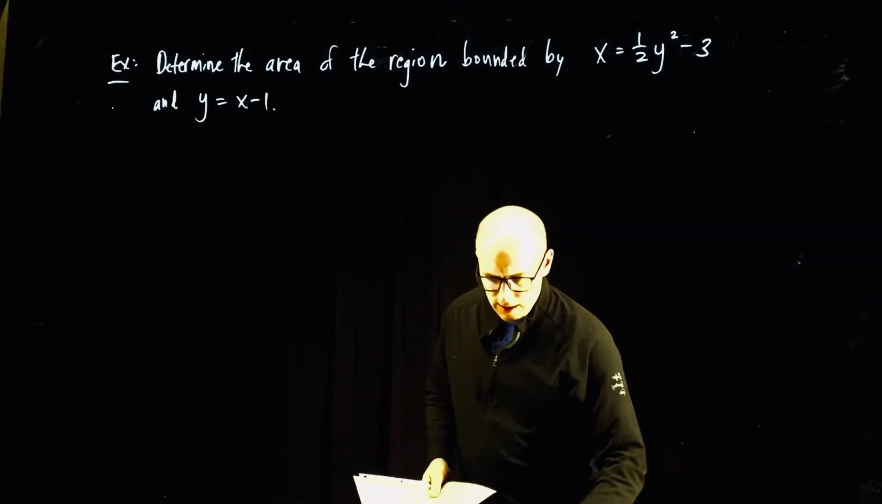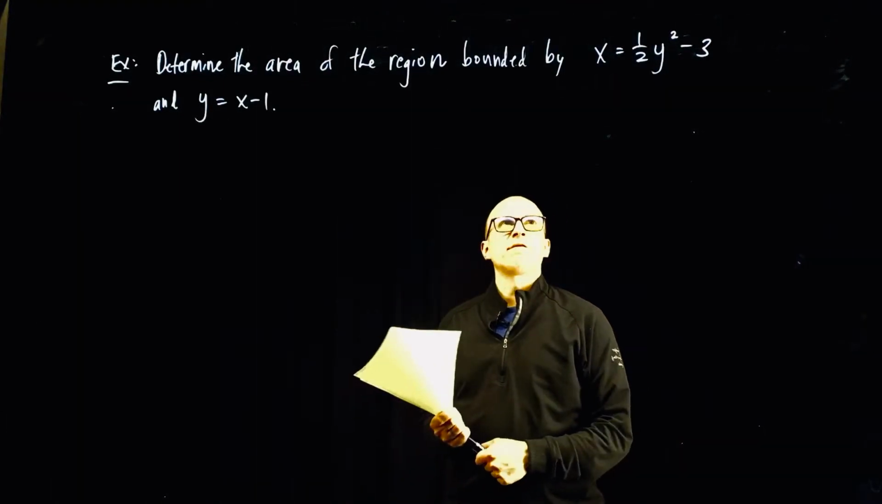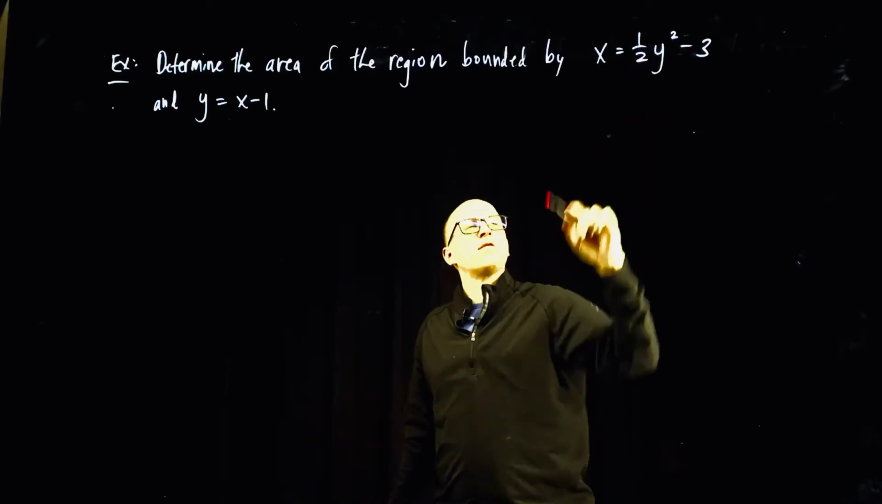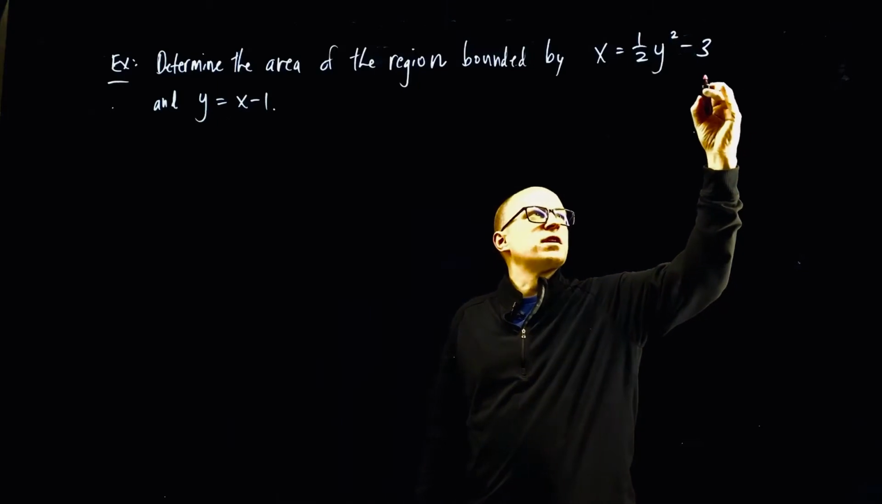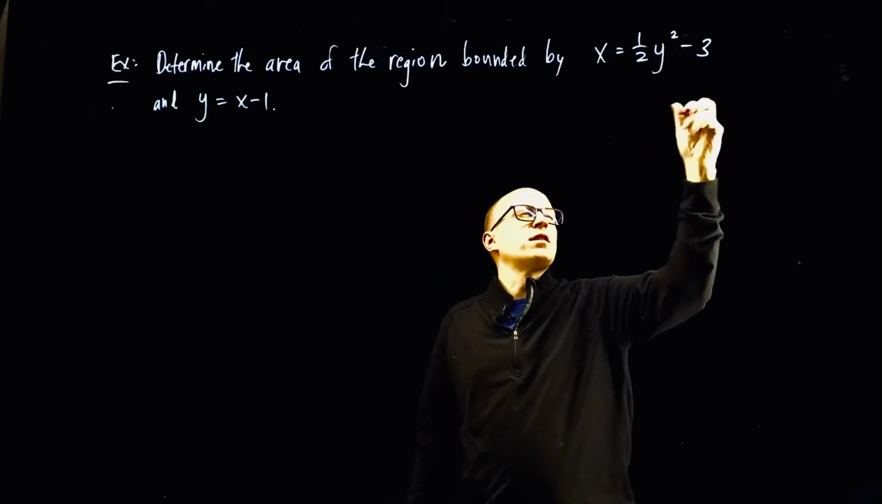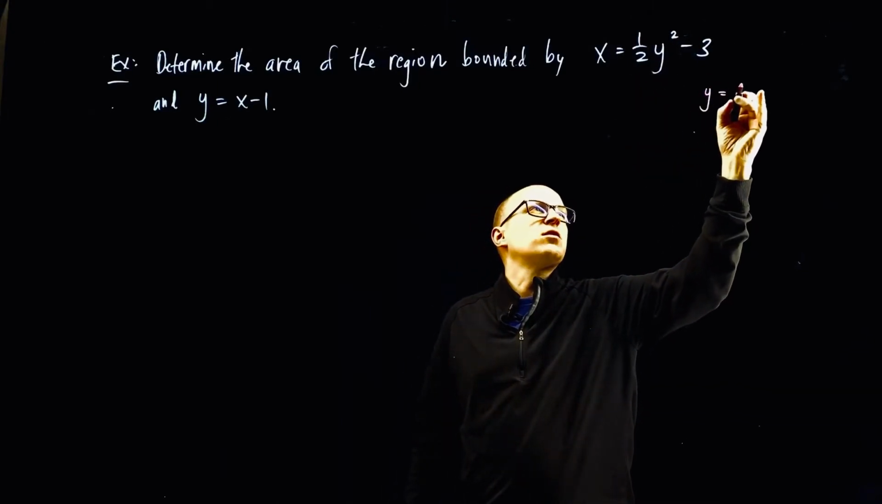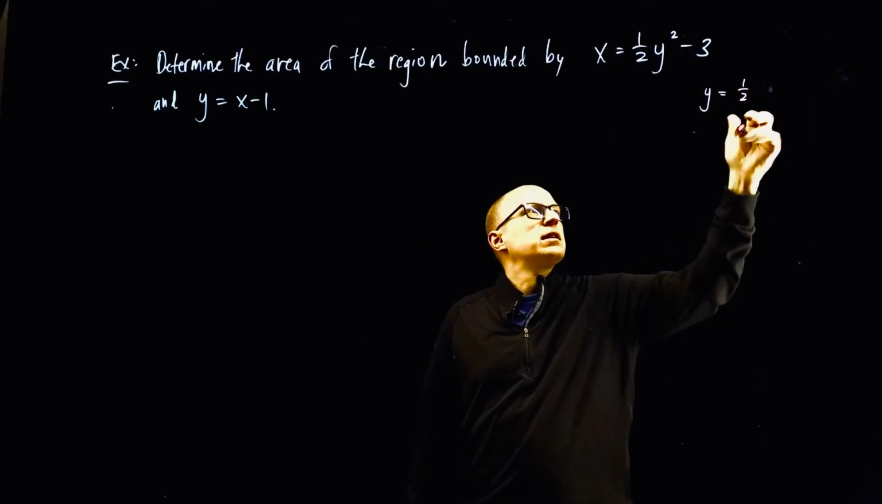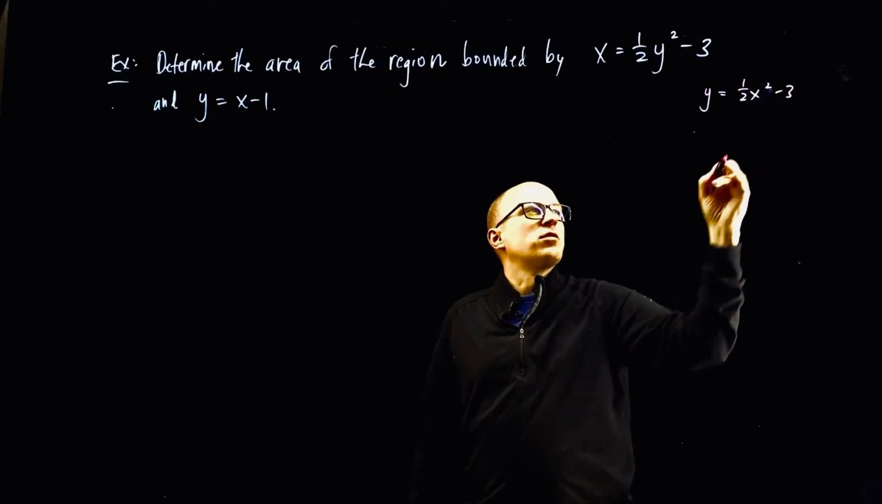All right, so first things first, let's get a graph of this. This is a little different. This is a function x written in terms of y. And let's think about what this would look like. The way we're going to think about it is, what if I had y equals 1/2 x squared minus 3? What would that look like?